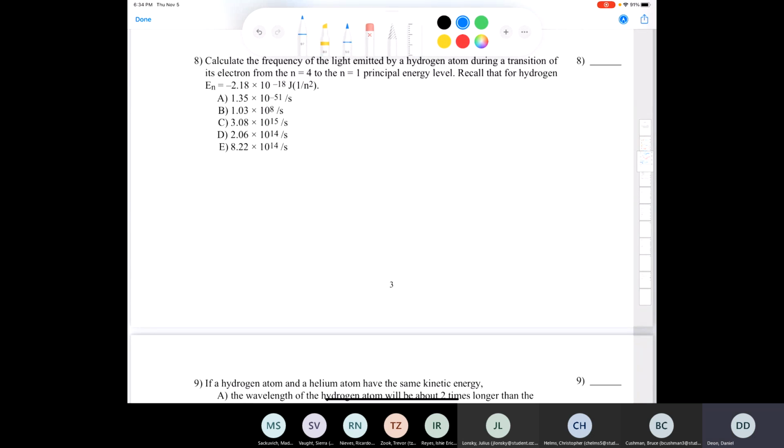Next question is in a similar vein. Calculate the frequency of light emitted by a hydrogen atom during the transition of its electron from the n is equal to 4 to the n is equal to 1 principal energy level. And so to do this, why don't we solve for the energy? Why don't we use the same equation that we did the last time? We'll use the Rydberg equation and solve for energy. And then since we know that E is equal to h times nu, we can just solve for frequency, which is equal to E over Planck's constant like that. I think it's probably the easiest way to solve the problem.